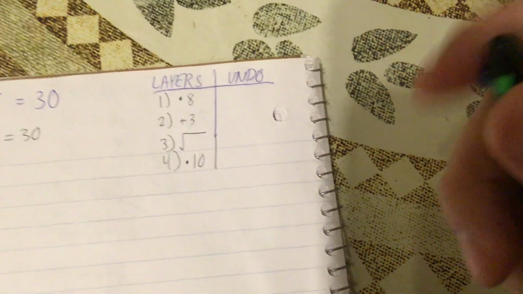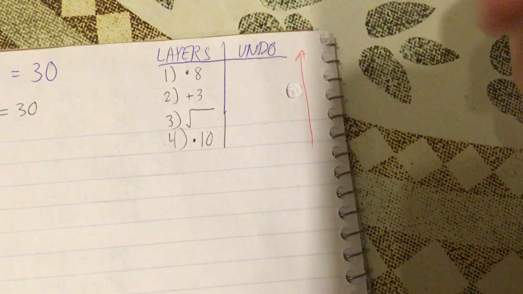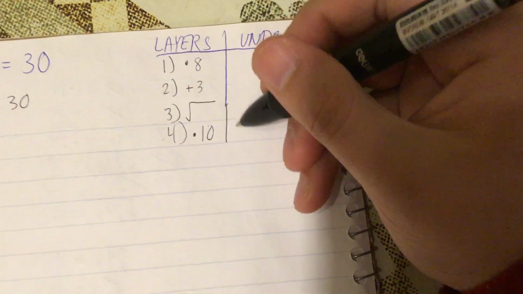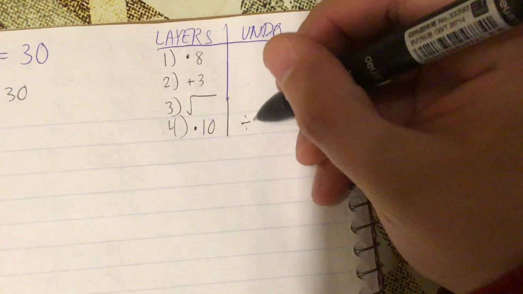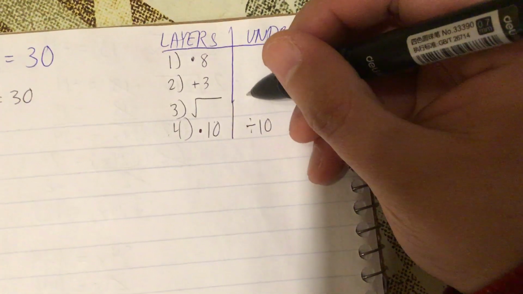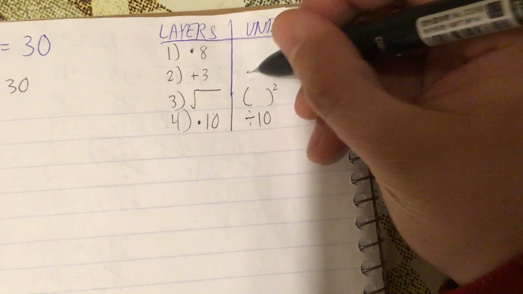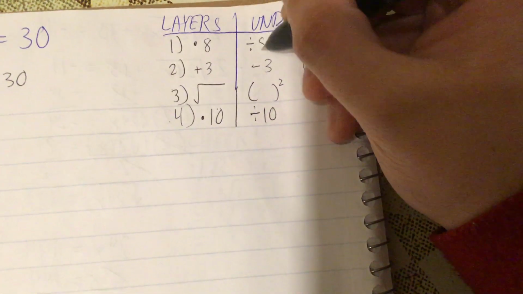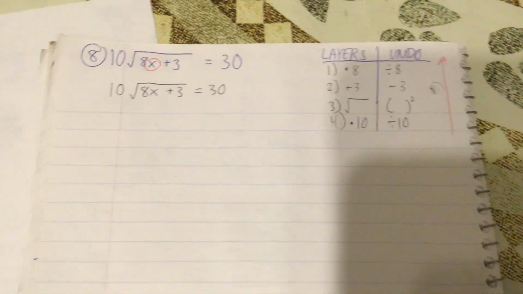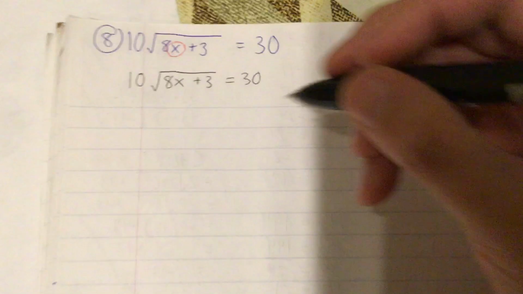Now, let's undo those layers. All right, undo step, outermost layer, undo that times 10 by dividing both sides by 10. Undo that square root by squaring. Undo that plus 3 with minus 3. And undo that times 8 by dividing by 8. We have a plan. Let's stick to the plan. First things first, I'm going to divide both sides of the equation by 10.